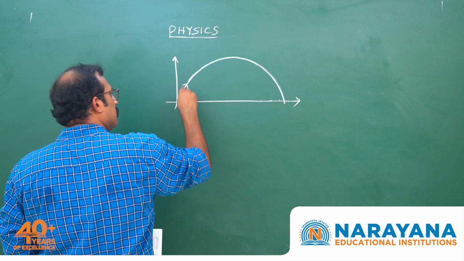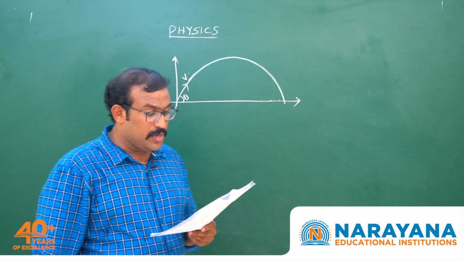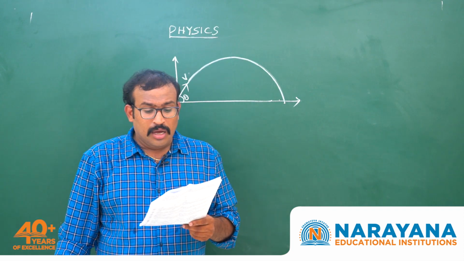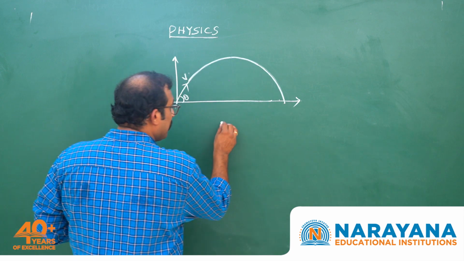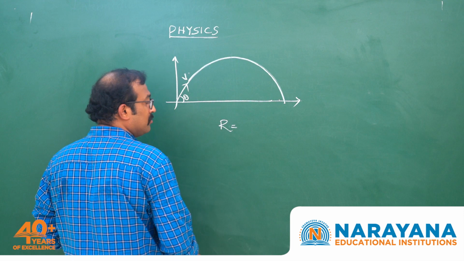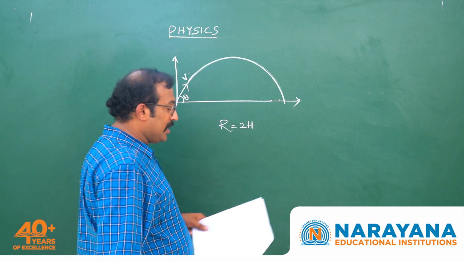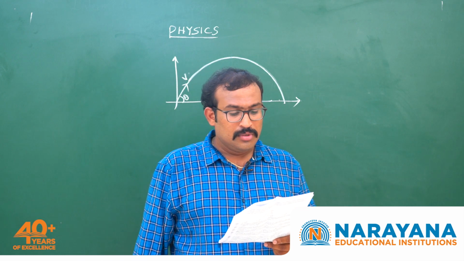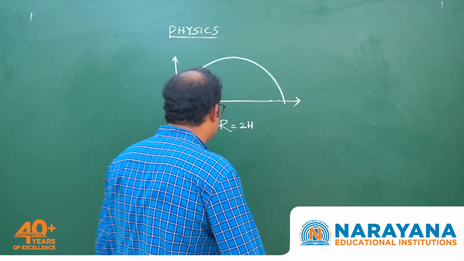Let a projectile be thrown at an angle theta with a speed v. Now, the range on the horizontal plane is twice the greatest height. Given that the range on the horizontal plane is twice the greatest height, this is a condition. If g is the acceleration due to gravity, then its range is? Let us discuss this one.